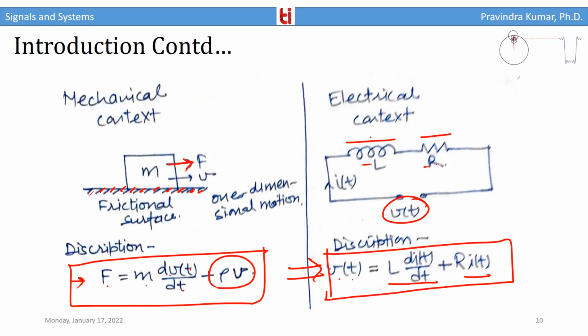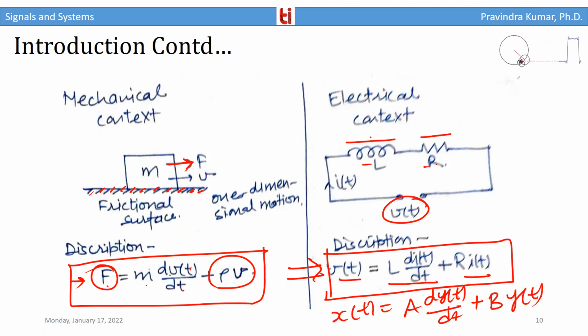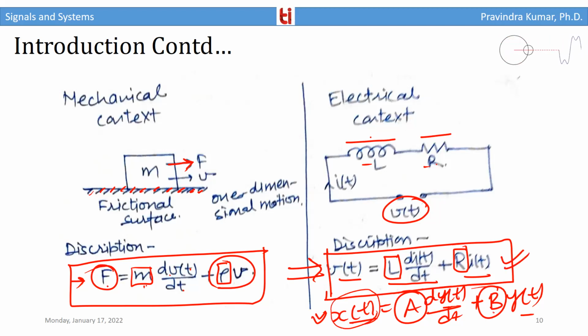In electrical, it is voltage. In mechanical, it is force. So I can write x(t) = A dy(t)/dt + B y(t). It is one system, and it is another system. So here you can see system A and system B, and the relation between input and output is this. If I talk about this equation, I'm not saying whether it is mechanical or electrical. B may be R, or y may be i(t), or rho, v(t), velocity, maybe anything.